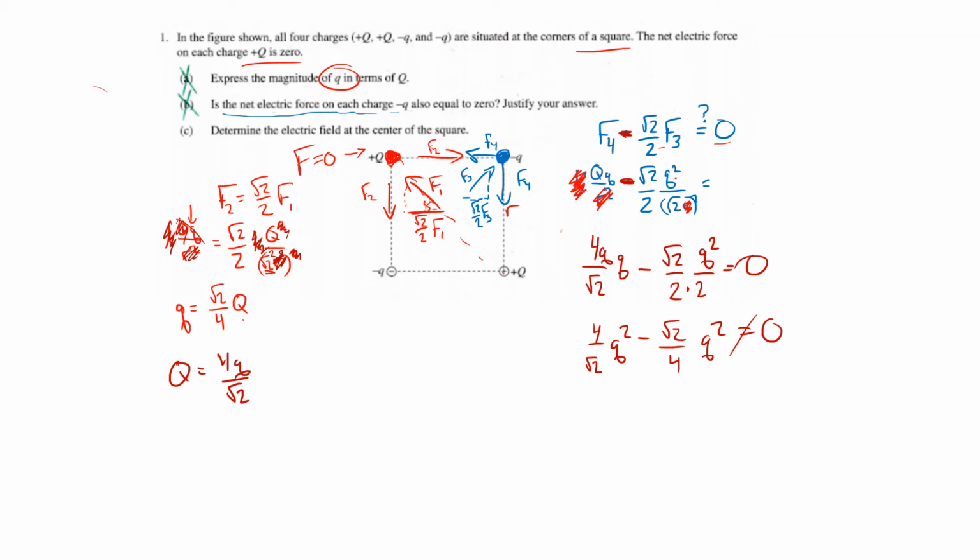Determine the electric field at the center of the square. Okay, so we're looking at the square. We're looking at that spot right about there. So how do you calculate the electric field? The electric field is going to equal your force divided by your Q, right? Do you remember that? Hopefully. Now, your force is using Coulomb's law. So we're going to get a KQ over R squared.